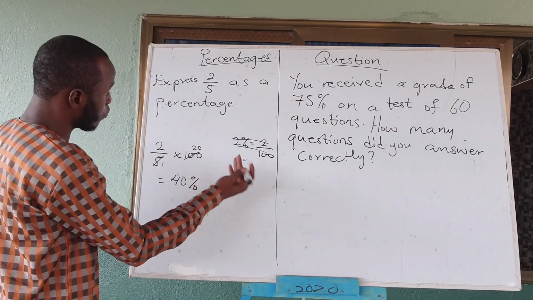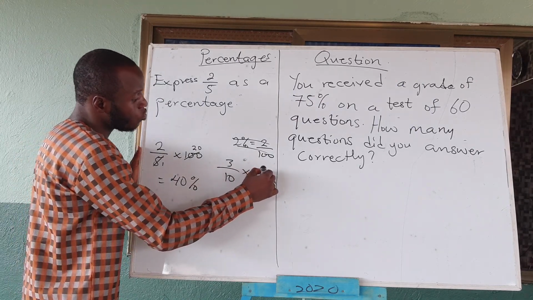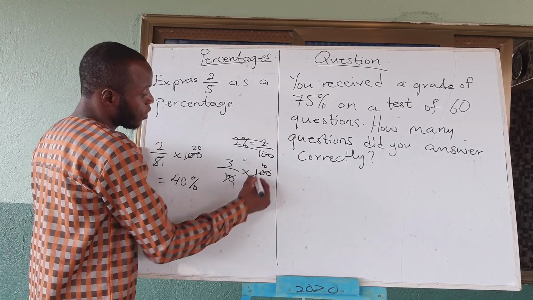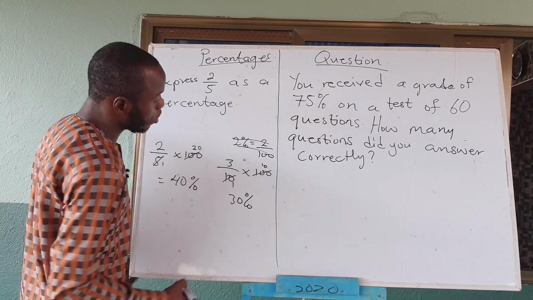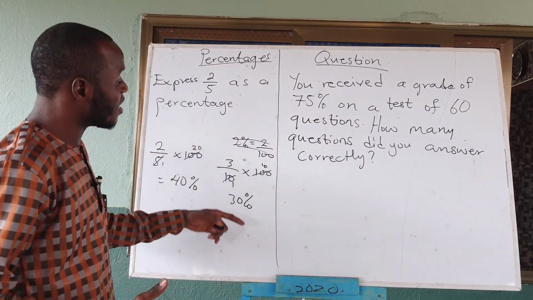Let me give more examples. So if you have maybe 3/10 as a percentage, you multiply that one to what? By 100, okay? So 10 will go here 10 times, okay? So 3 times 10, we have what? 30%, okay?